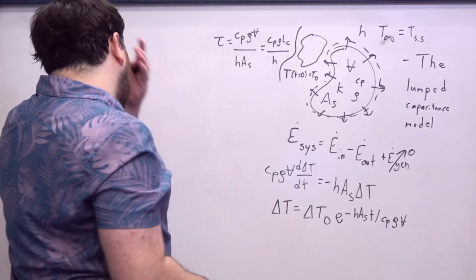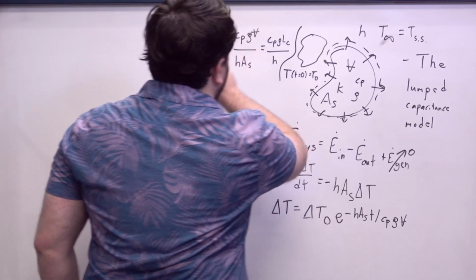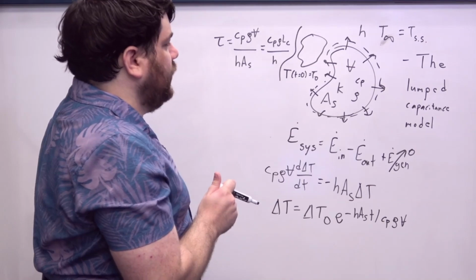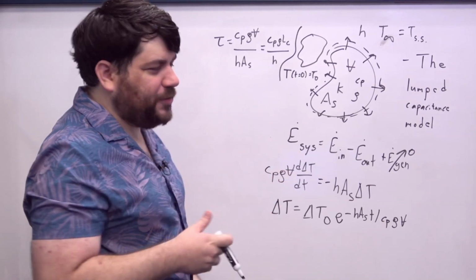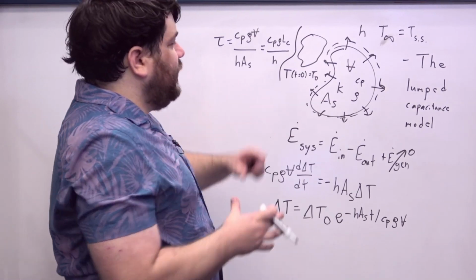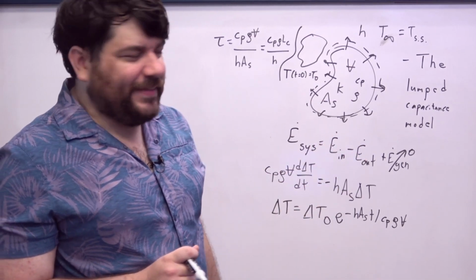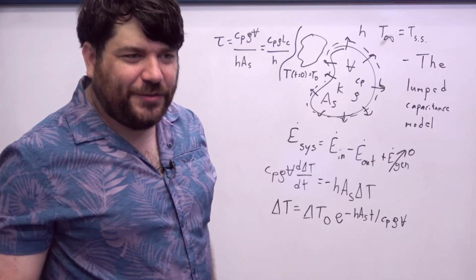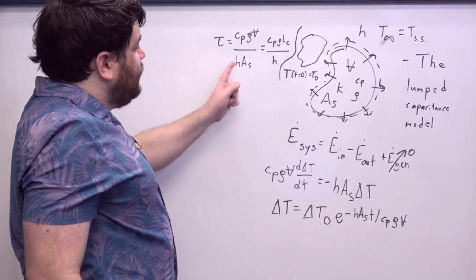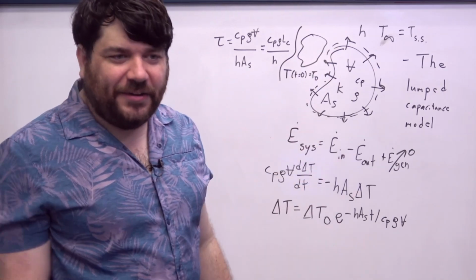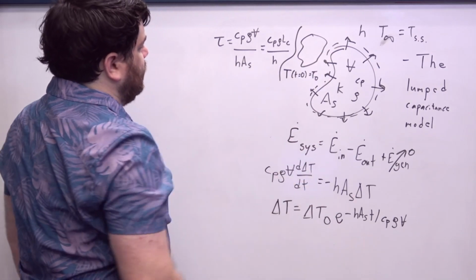Sure. If we take a look at this, right? If we make the object larger, if we increase its volume, then it's going to take longer for it to equilibrate. That makes sense, right? If we make the surface area of the object larger, then it's going to take less time for the object to equilibrate. That makes sense too. If we increase the heat transfer coefficient between the object and the environment, it'll take less time. Yep, checks out, right? All of this makes sense.